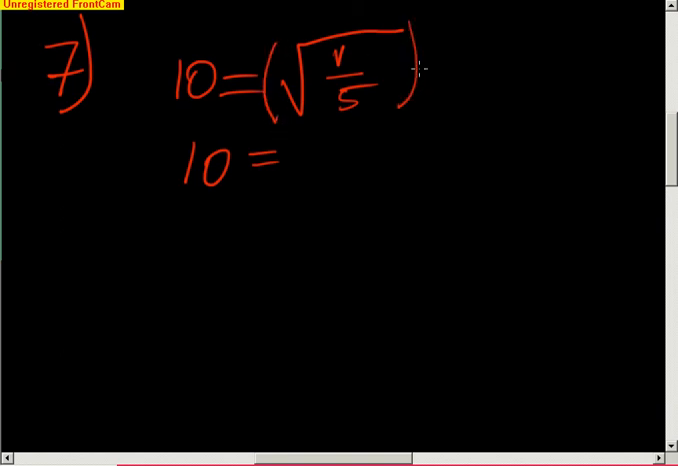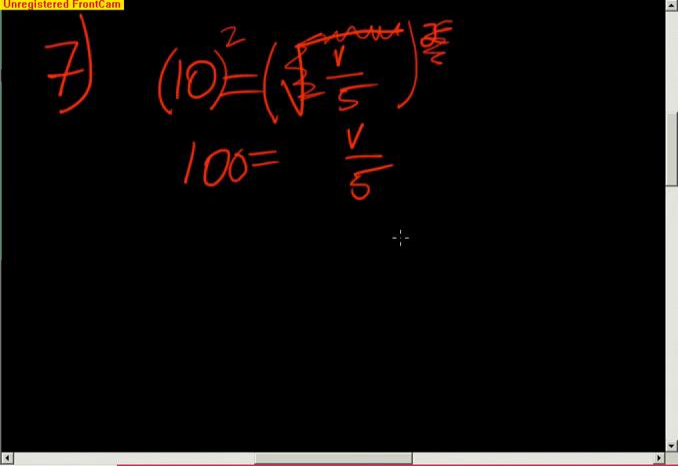What we're going to do is we're going to square this. Now if I square this side, that will get rid of my square root, because the square root times the square root simply becomes whatever is under the square root sign. And that means I have to do the same thing to the other side. I need to square both sides. 10 squared is 100. And then what happens, as I said, when I square this, is it becomes 100 equals v over 5. Basically, the 2 and the root sign cancel each other out.